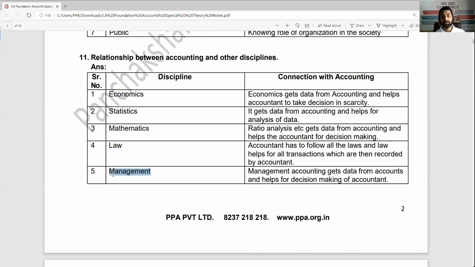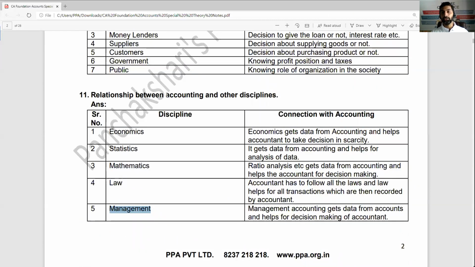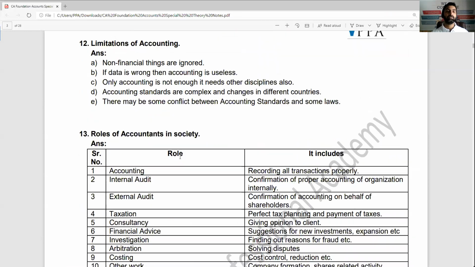Management, yes, management accounting is extremely important, because the data provided by the accounts department itself is used by the management for taking the decisions. So these are different disciplines which are again depending on the accounting information.